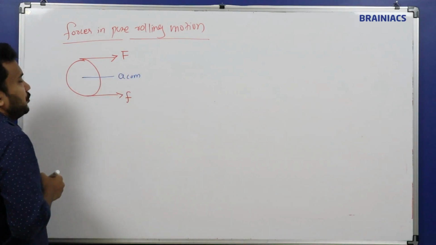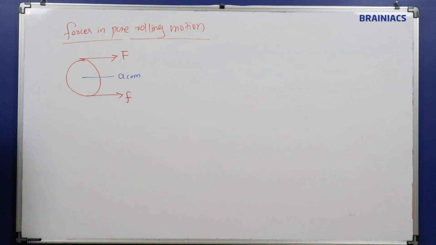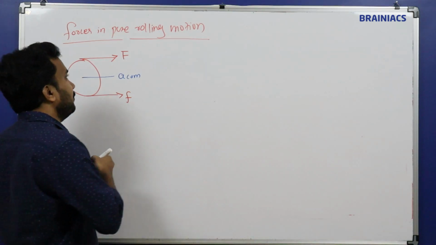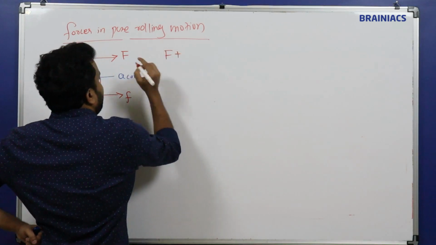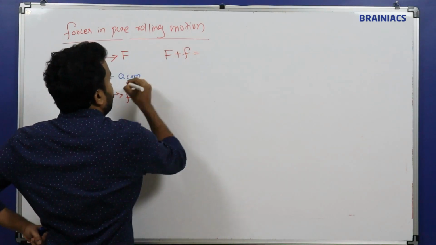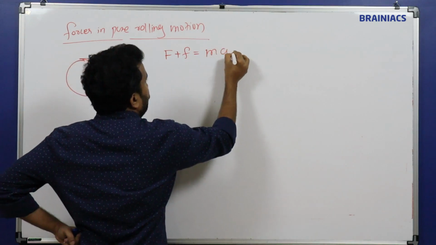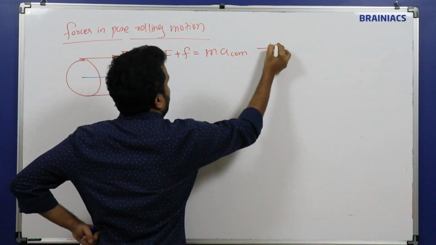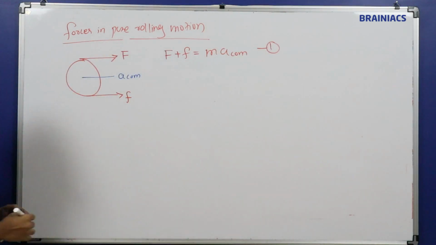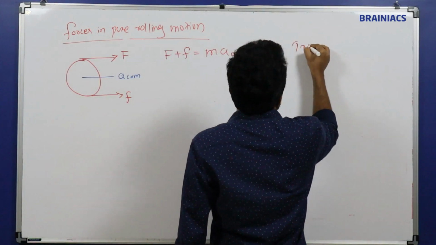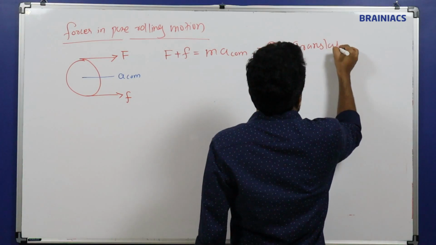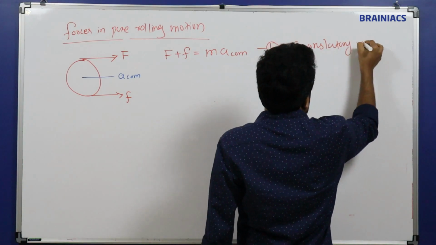Okay. And because of this we have an ACOM, a motion in this direction. So what we are doing here is: total force, capital F plus small f, equals M into ACOM. This will create one equation, because of the translatory motion.